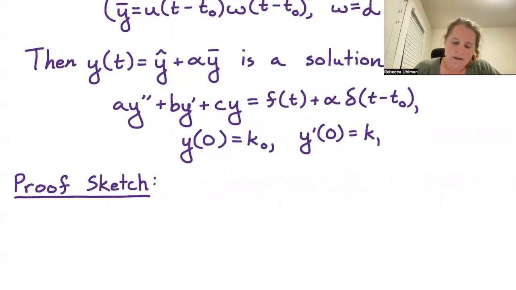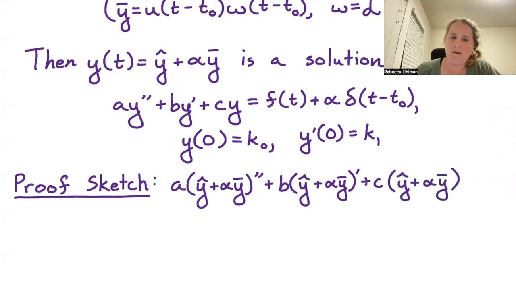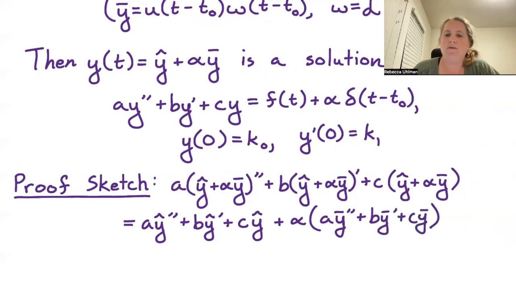If we do a(ŷ + αȳ)'' + b(ŷ + αȳ)', taking just this first derivative, plus c(ŷ + αȳ), this is equal to aŷ'' + bŷ' + cŷ plus α times (aȳ'' + bȳ' + cȳ). That α is multiplying all of the stuff involving ȳ.